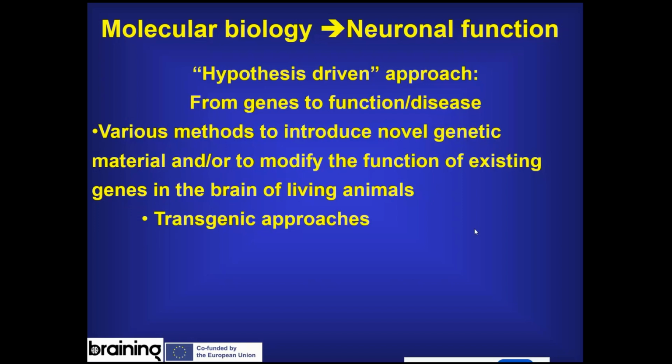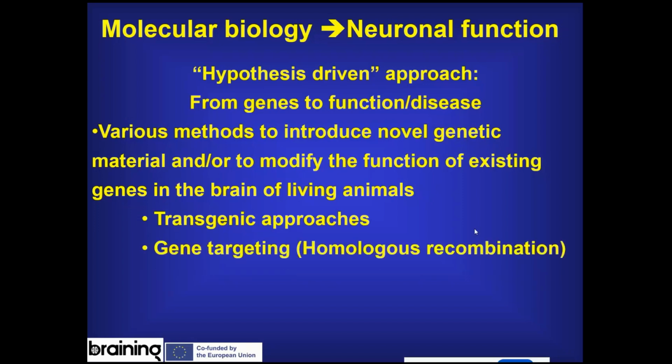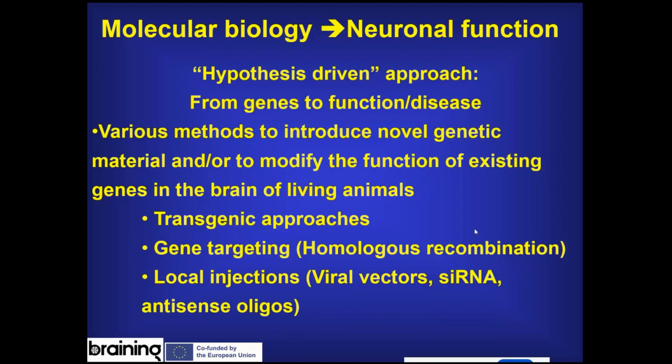There are transgenic approaches, what we call gene targeting, which is based on homologous recombination. Local injection, especially now in neuroscience, is what is used most. It's viral vectors, but we can also use small interfering RNA or antisense oligonucleotides, which are outdated techniques that are not very much used anymore. And we can also have combinations of all of them.